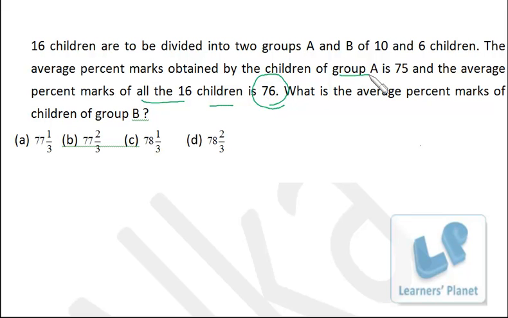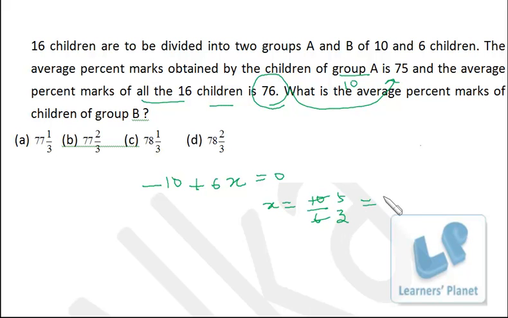Now group A, 10 students, the deviation is minus 1, because 75 is 1 less than 76. So the total deviation is 10 into minus 1, that is minus 10. That is the total deviation. Now in group B, there are 6 students. I assume the deviation to be x per student. So the total deviation is 6x. So the sum of deviations must be 0. So x is equal to 10 by 6, or I can say 5 by 3, or 1 plus 2 by 3.